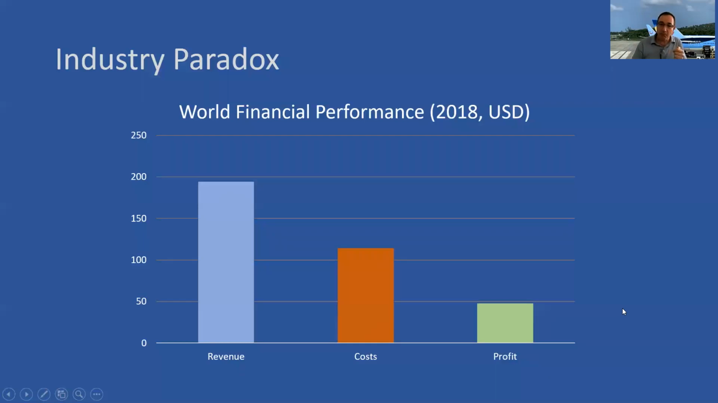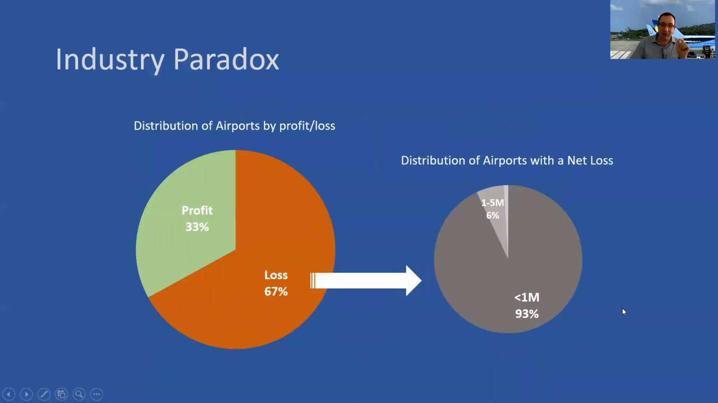Very interesting. But if we look at each individual airport, we see that 67% of the world's airports lose money. And they lose money because most airports are small. Of that 67%, 93% are airports with less than 1 million passengers. And that is because of the very high unit cost that I was showing you in that curve. So that's what we call the industry paradox. The airport industry makes money, but most airports make a loss.